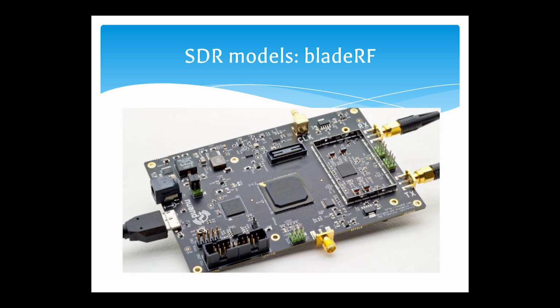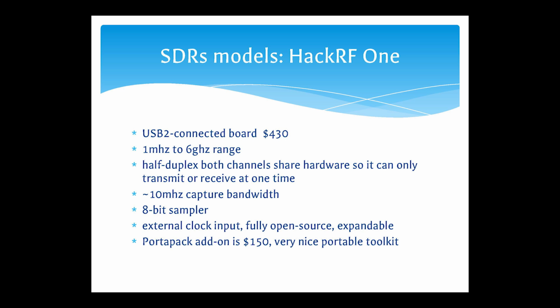Next example is the HackRF One. It is connected by the USB 2 protocol. It retails for $400. It ranges from 1 megahertz to 6 gigahertz. It's half duplex, so you can only transmit or receive at a certain time. You can't do both at once. The capture bandwidth is only 10 megahertz, so it's a bit more limited what signals you can capture. The sampler is 8-bit, so you get a bit less detail that way.